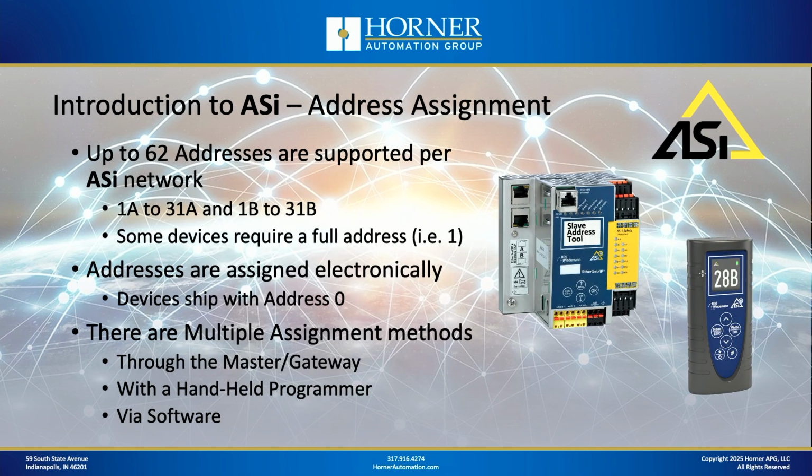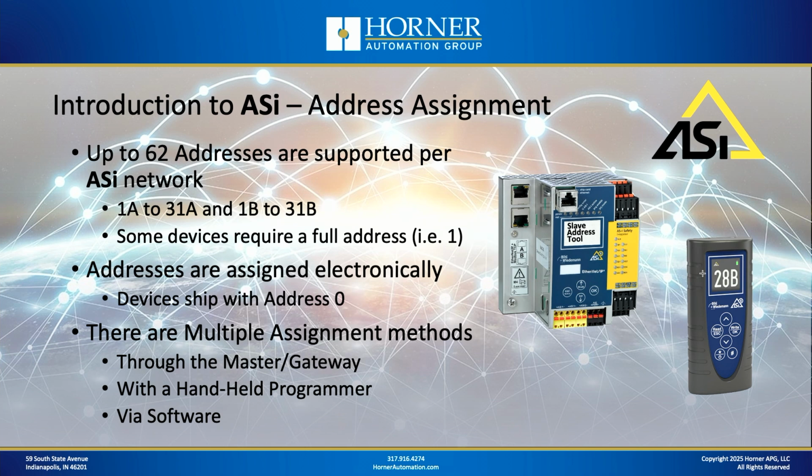All right, now let's talk about addressing. How do we assign addresses to ASi devices? Well, again, we talked about earlier, there's up to 62 addresses available, and those are addressed from 1A to 31A and 1B to 31B. That's how ASi went from 31 devices to 62 devices. Now, some devices, I think safety devices as an example, require a full address. So they're just going to be addressed at 1, 2, 3, etc. They won't have the A or the B.